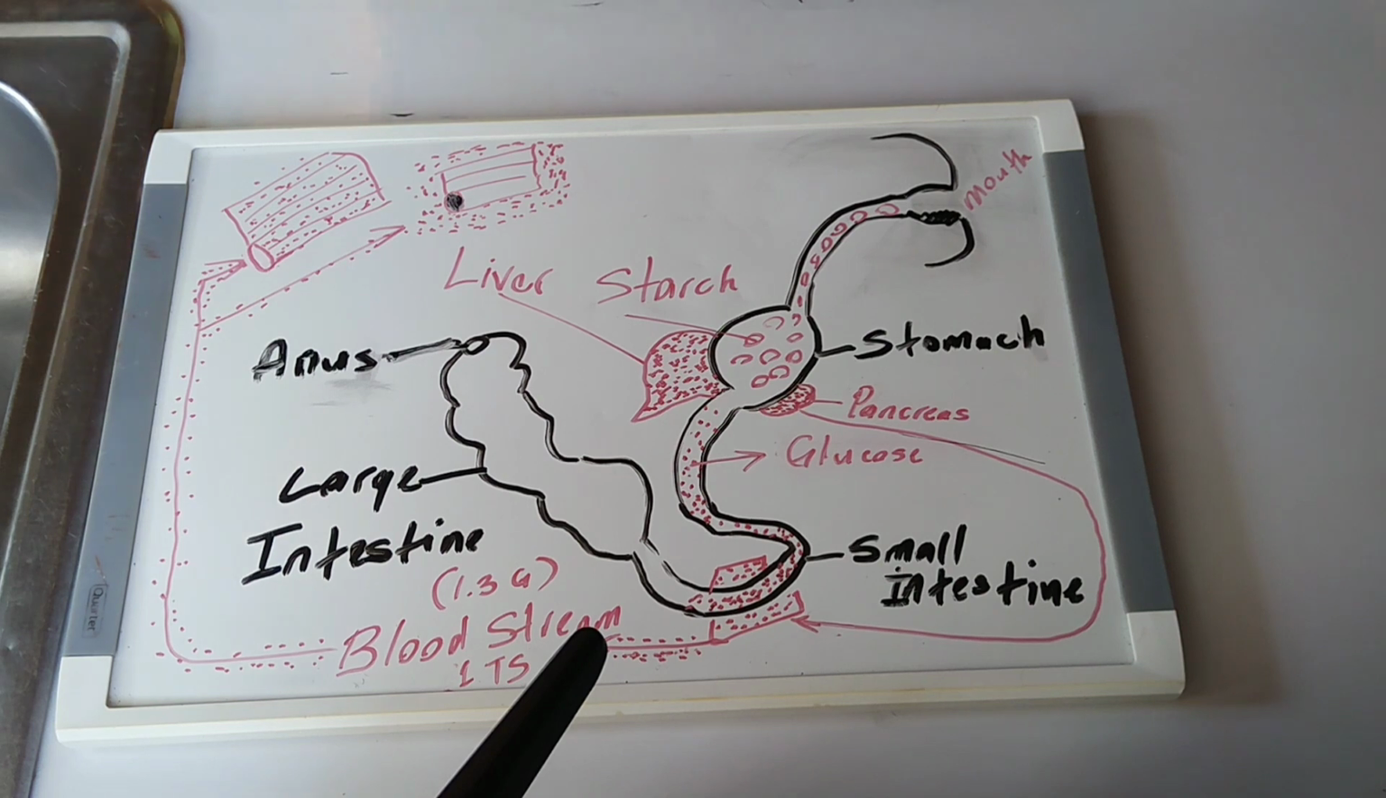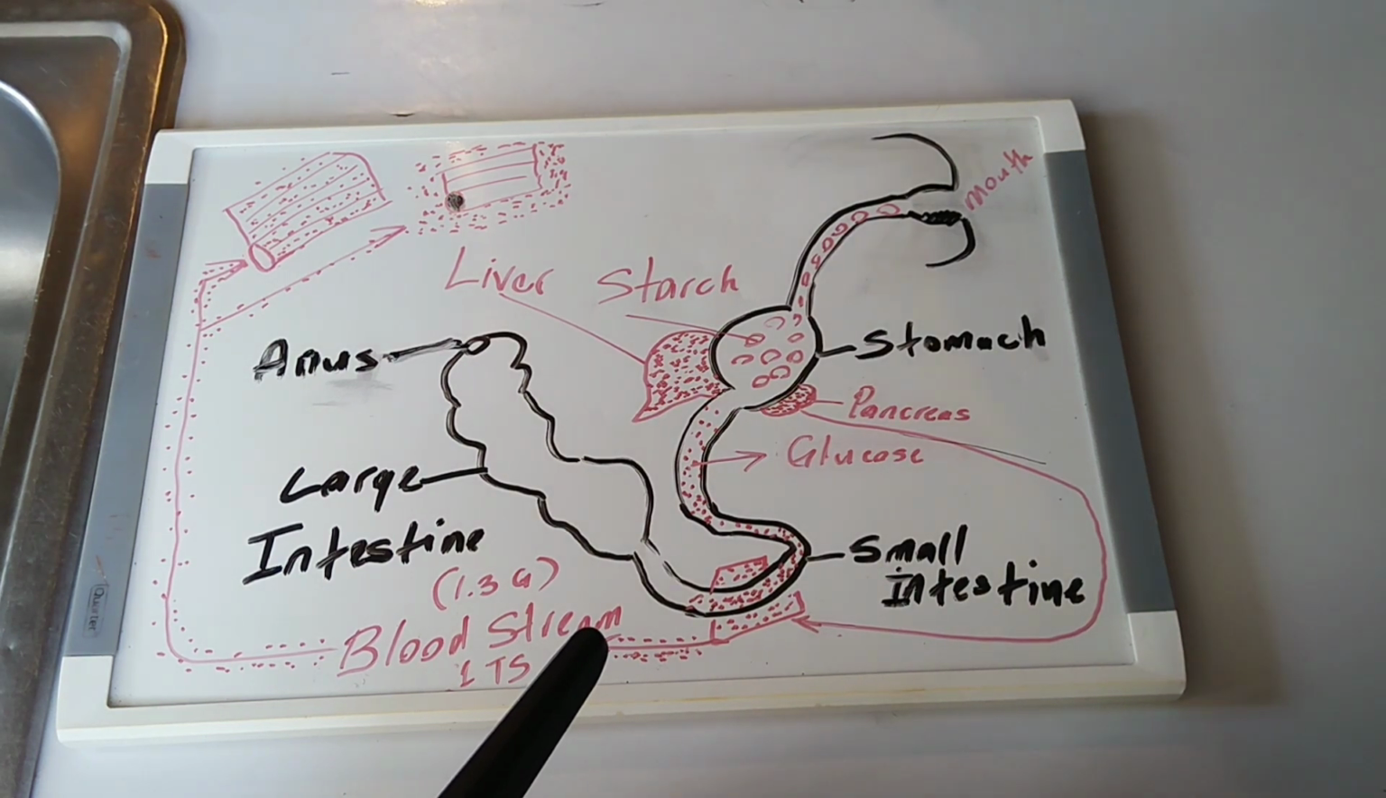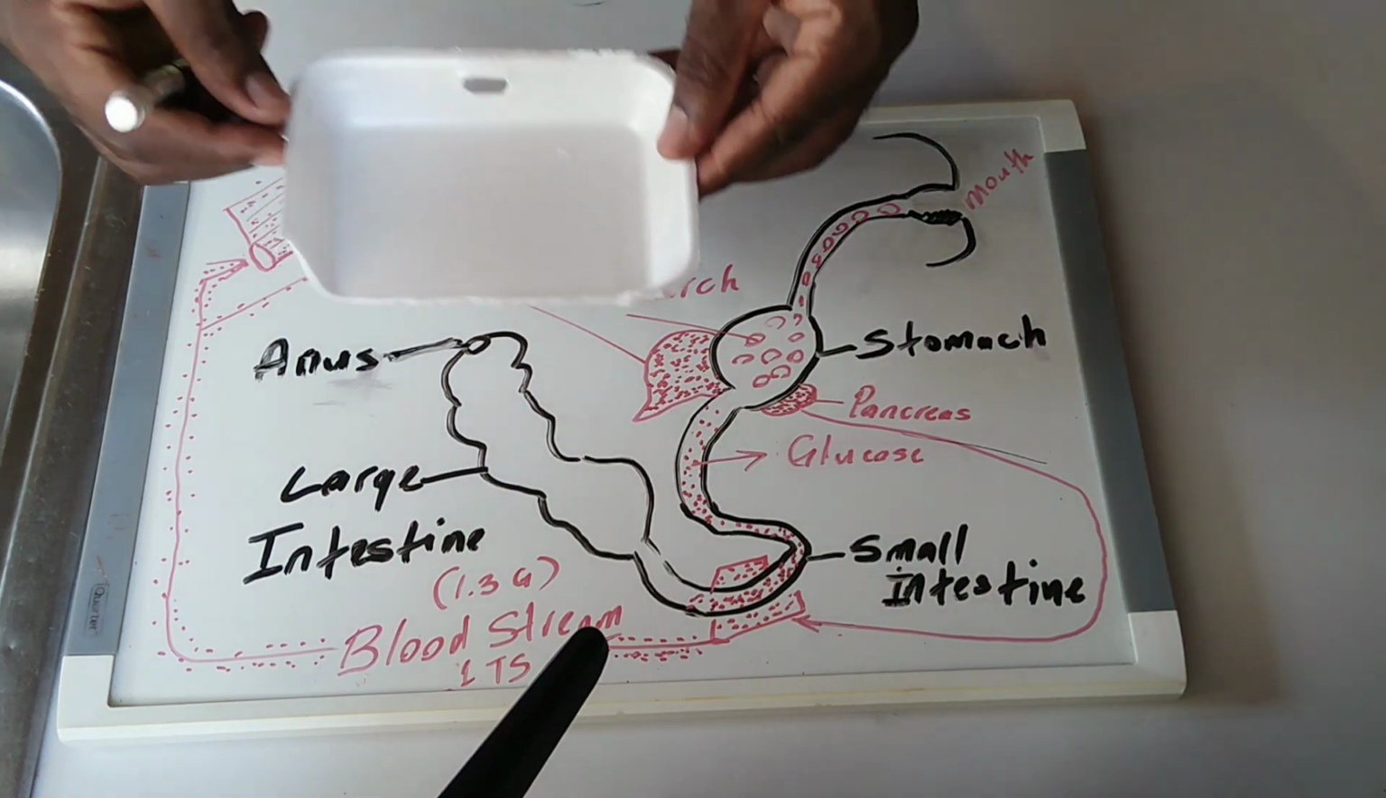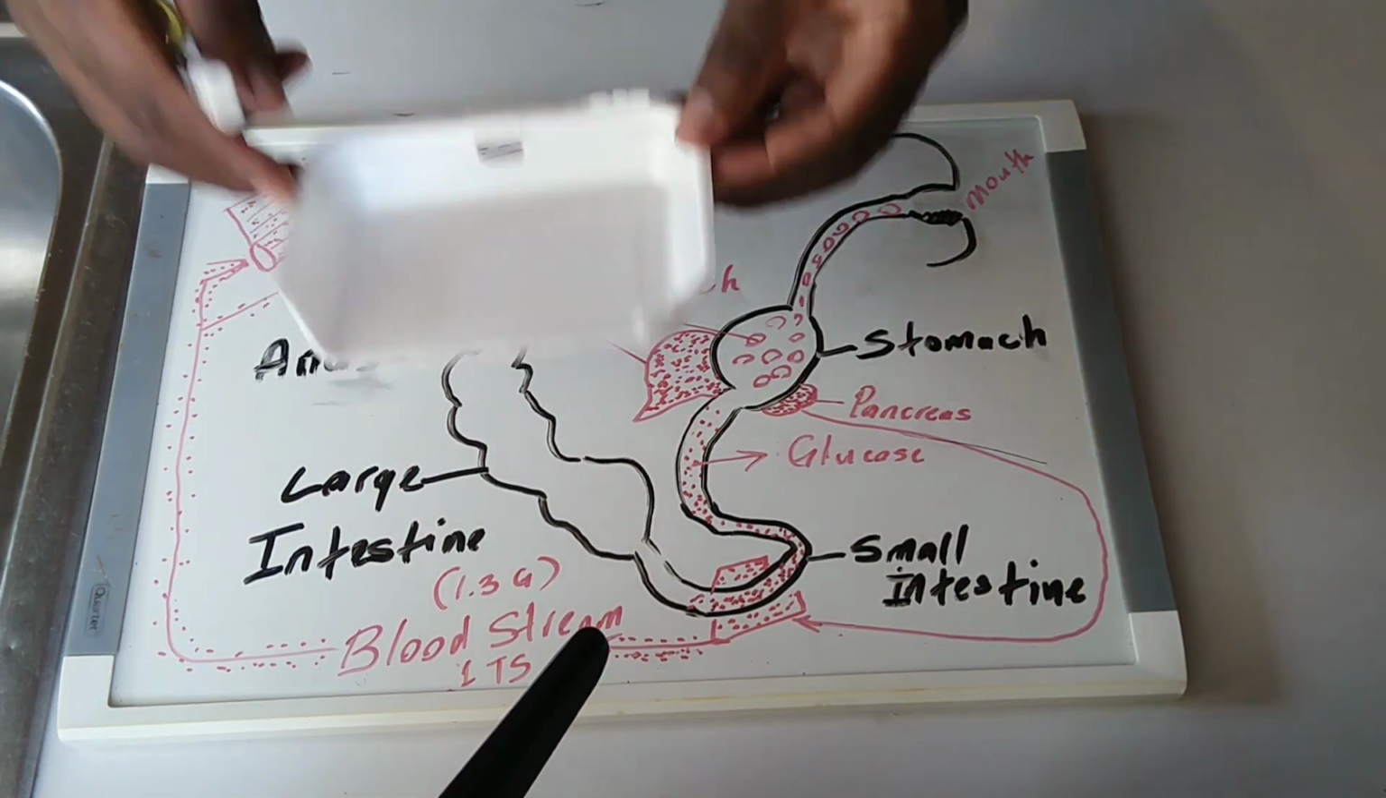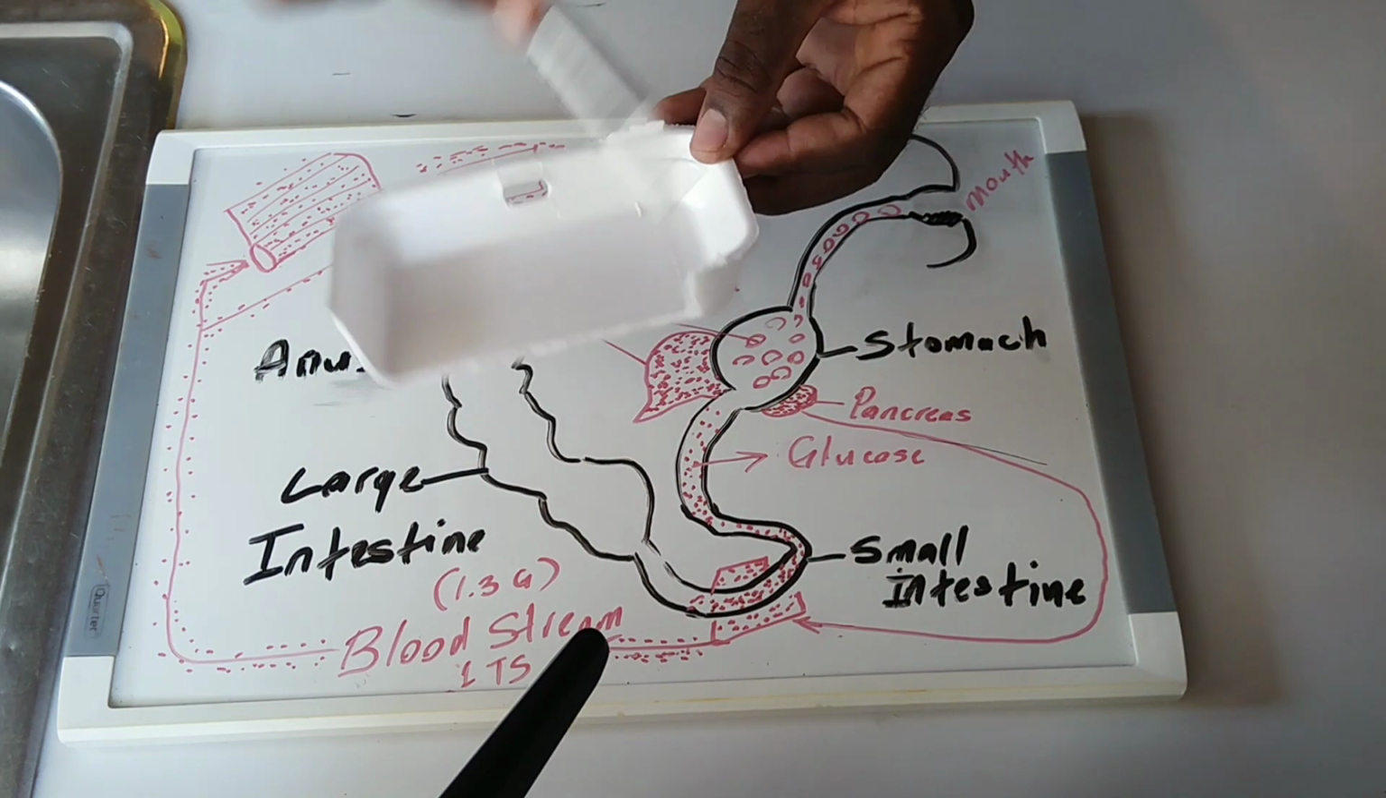Sorry, I don't have a piece of paper. All right, let me use this. All right, so I'm going to use this. Say this is the dumpling. This will be the starch molecule in the dumpling.